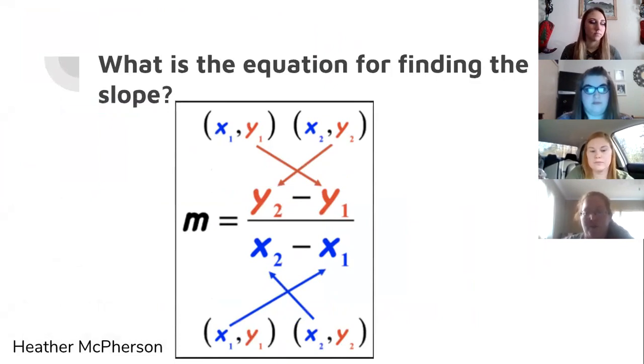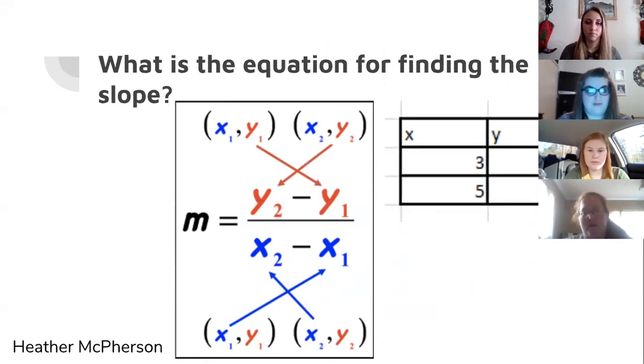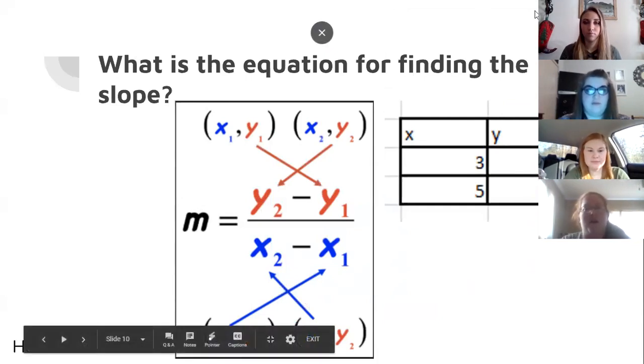We're given 2 points, (3, 1) and (5, 5). Now we can put them into the equation. Our y's are 1 and 5, and our x's are 3 and 5. The equation will be 5 minus 1 divided by 5 minus 3. And once we subtract the top and bottom of the equation, we get 4 over 2, which can still be simplified. So the slope of the line is going to be 2.